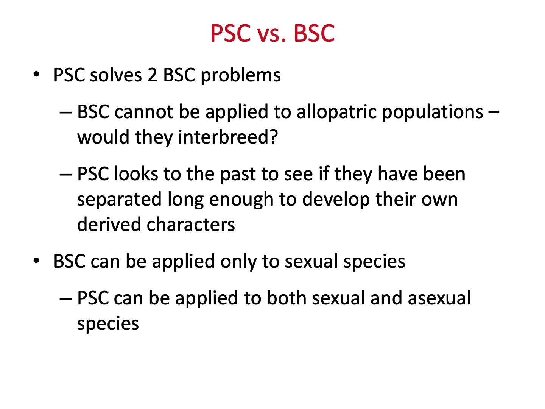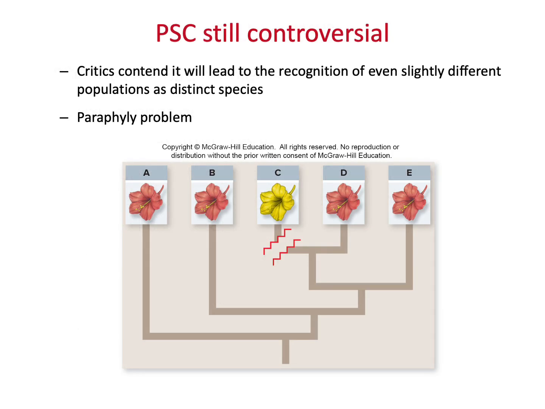Another problem with the biological species concept is that it can only be applied to sexual species. But the phylogenetic species concept can be applied to both sexual and asexual species. The phylogenetic species concept also has some drawbacks. The first one is that it might lead to the recognition of every slightly differentiated population as a distinct species. So this is one of the problems. And another problem is that species may not always be monophyletic.